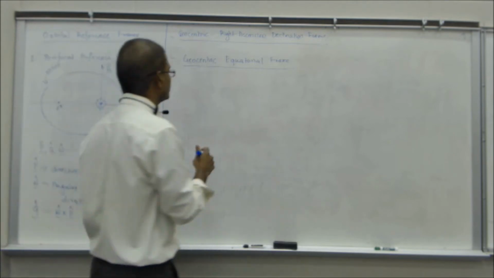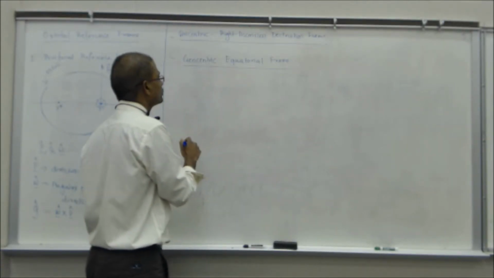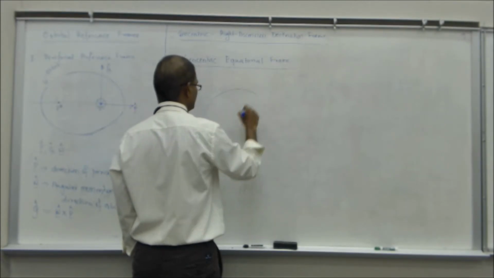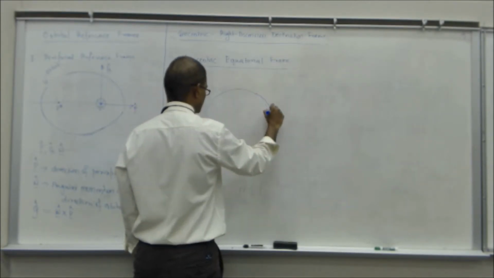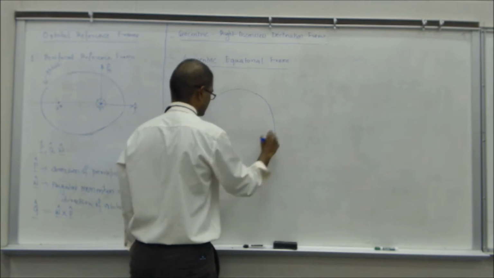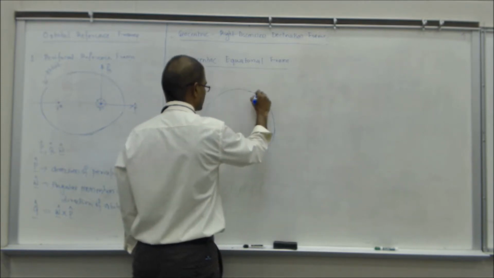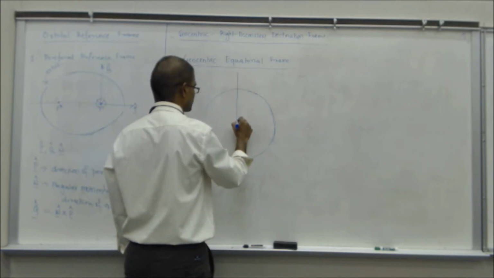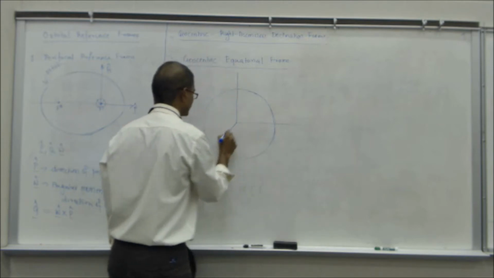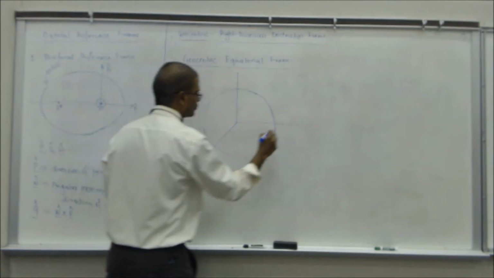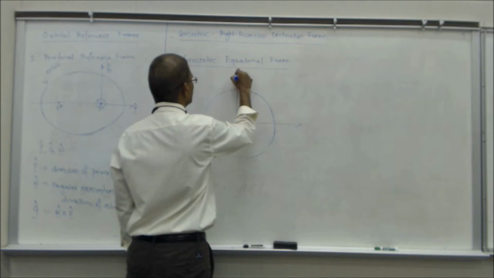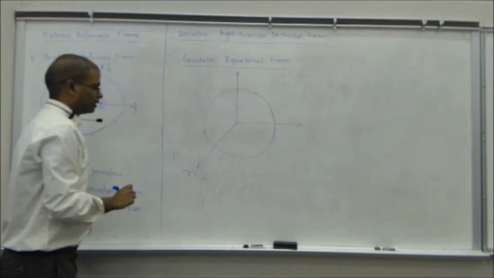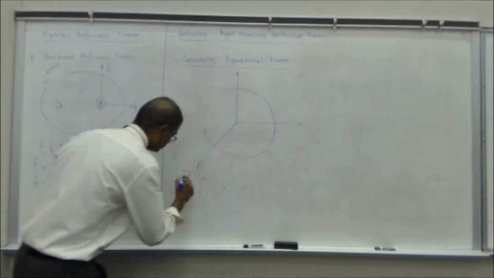rectangular coordinates, right? So this geocentric equatorial frame, it is so this is the vernal equinox.